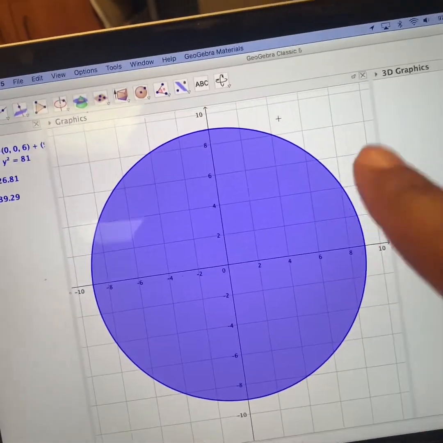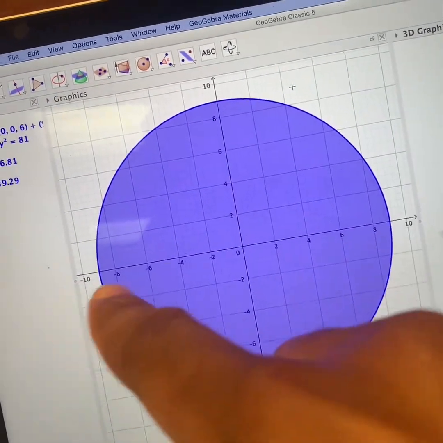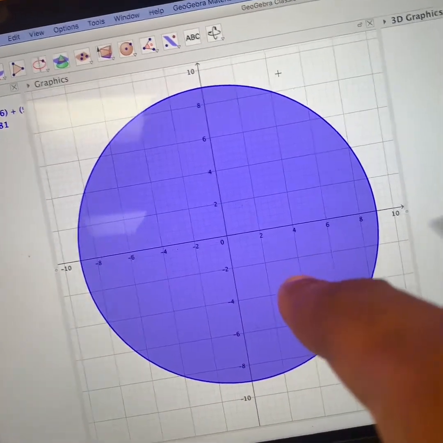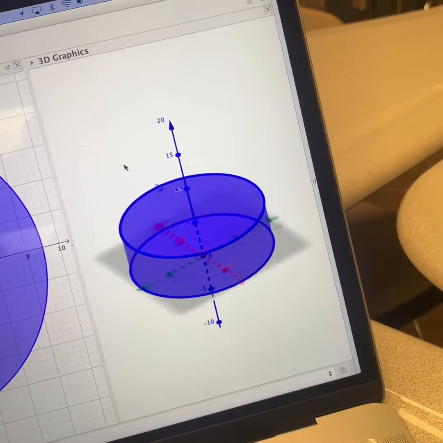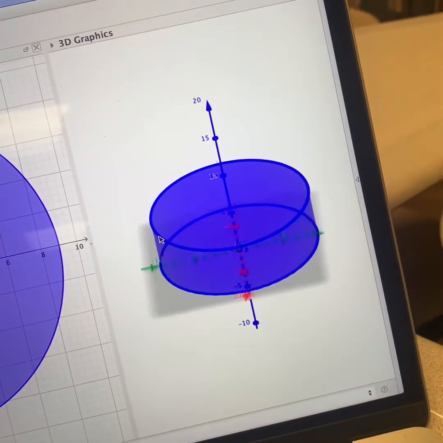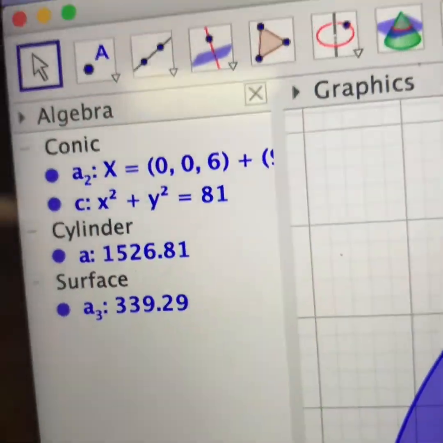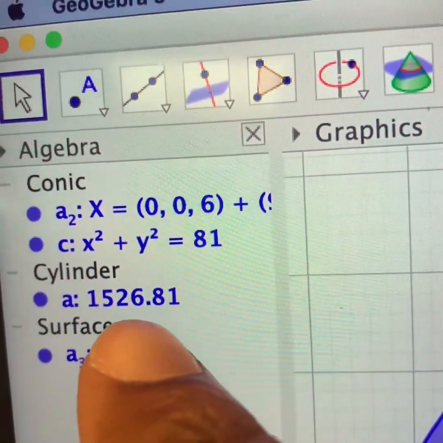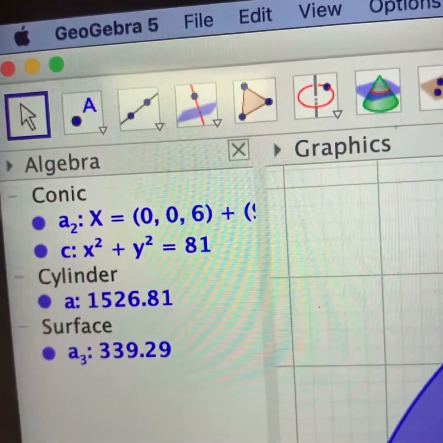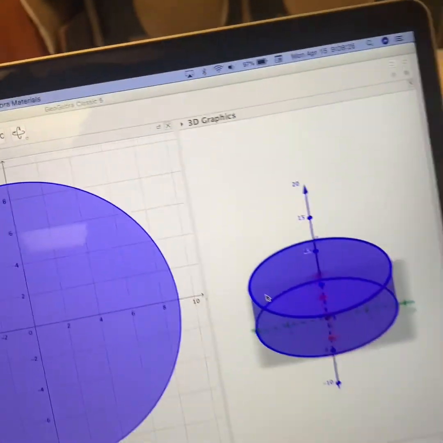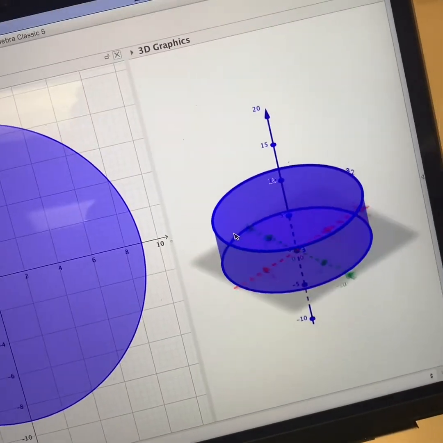All right, so right here is the base of my pool. That's what the bottom of it would look like with an 18-foot diameter. Now, once I give it some height, this is your 3D cylinder or your right cylinder. This is what it would look like, kind of just like in the diagram. And look at what we have here. See where it says a cylinder is 1,526.81. That's the volume that we just found. So it is correct. I verified it using my computer.